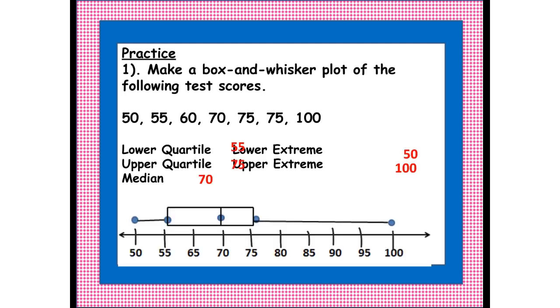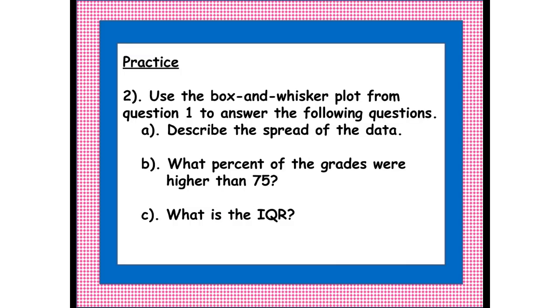Okay, so here's the answers to number 1. When you put your numbers in order, the lowest number was 50 and the highest number was 100. That means the lowest test score was 50 and the highest test score that somebody got was 100. Your median was 70. Your lower quartile was 55 and your upper quartile was 75. When you plot those together, this is what your box plot would look like. Then you use that box plot that you created in number 1 to answer the questions in number 2.